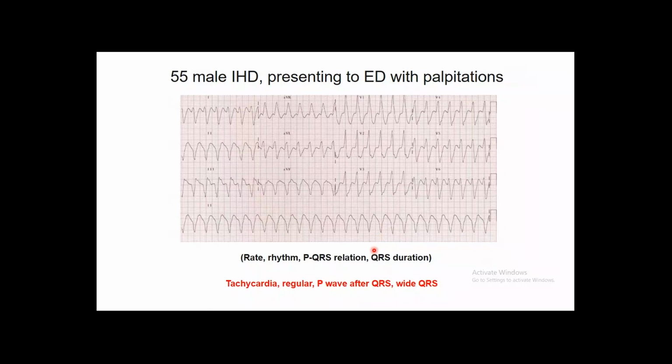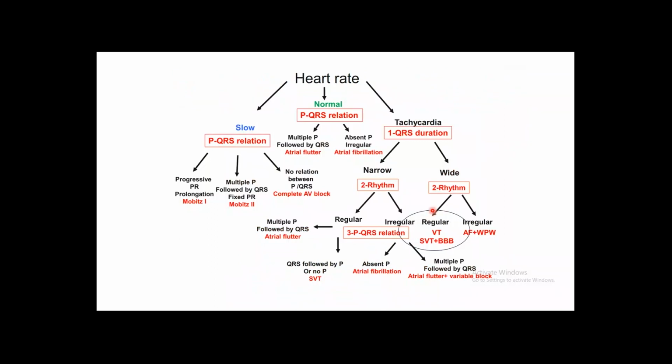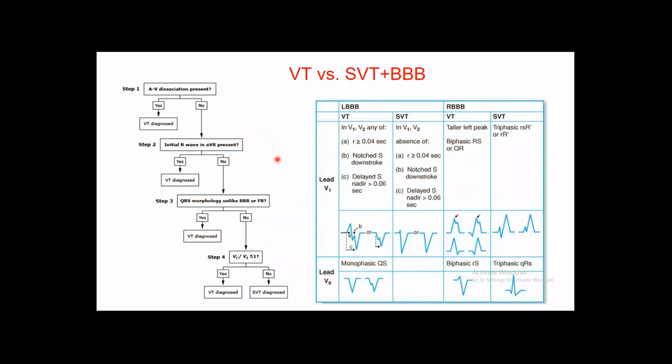In 80% of cases, wide complex tachycardia is termed ventricular tachycardia, especially in ischemic patients. So according to the algorithm, we have a wide complex regular tachycardia, might be VT in 80% of cases, or the other differential is SVT with bundle branch block. How to differentiate? We have this algorithm called the Brugada algorithm to differentiate between VT versus supraventricular tachycardia and bundle branch block. It depends on certain questions.